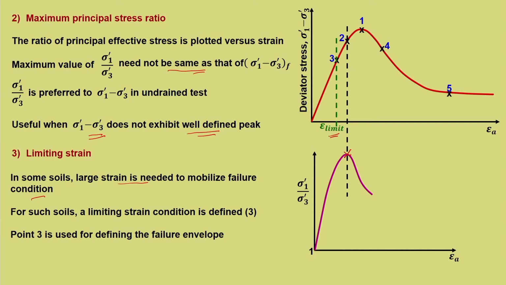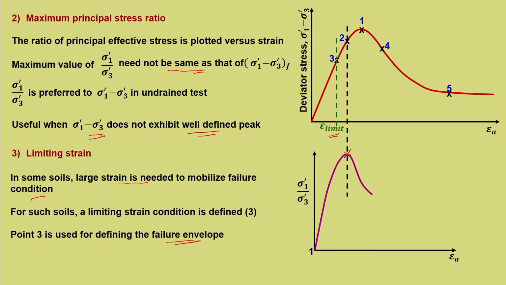So, it can be any sort of limiting strain which the engineer finds appropriate for that particular condition. Whatever it be, the testing is stopped corresponding to a limiting value of strain. Point 3 is then used for defining the failure envelope.